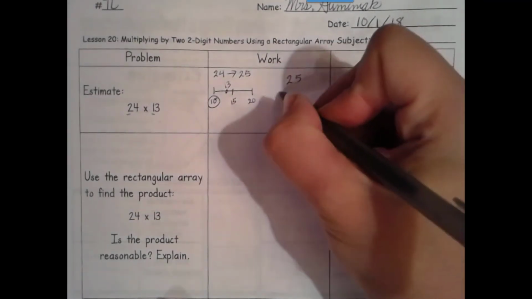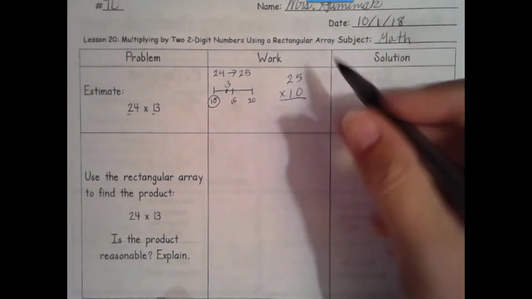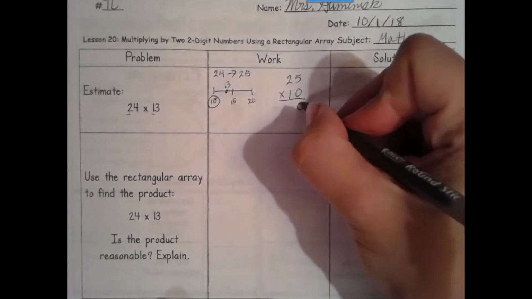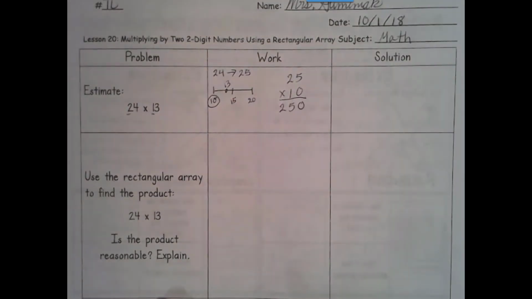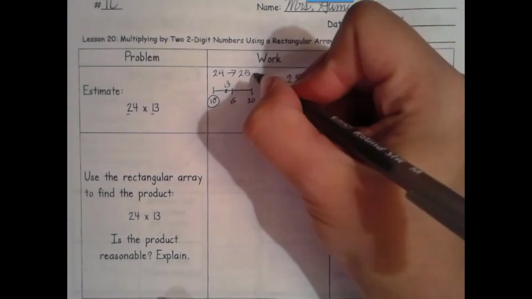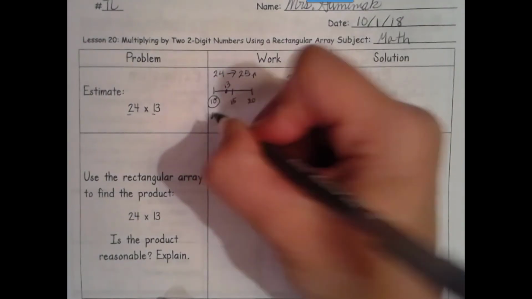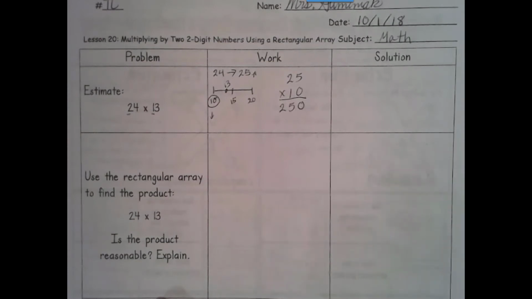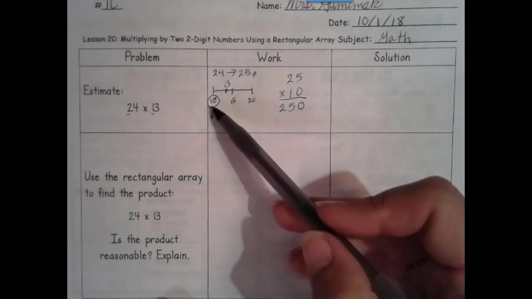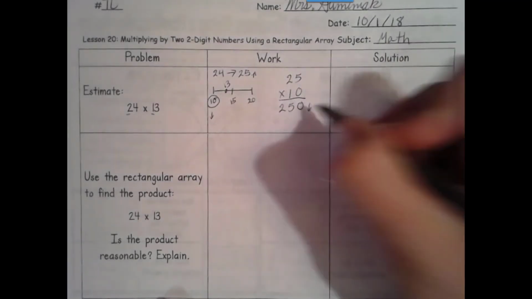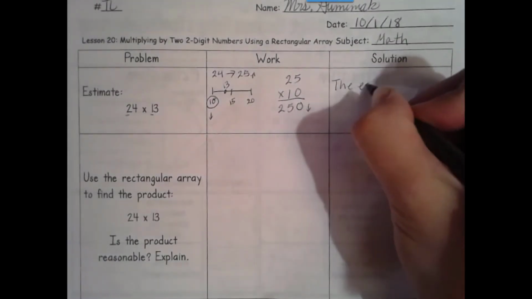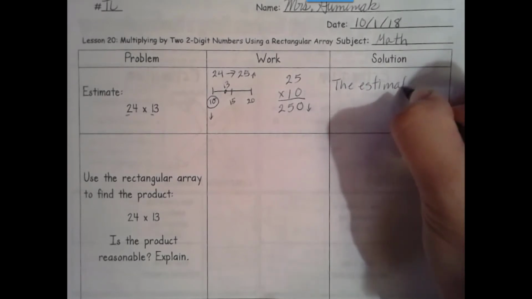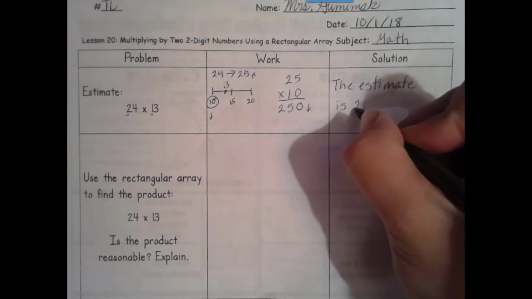So 25 times 10. The placeholder moves it over a place. 1 times 25 is 25. This one went up, this one went down, so it should be closer to the actual product. But this one went down more than this one went up, so I'm going to say it's a little lower than our actual product. The estimate is 250.